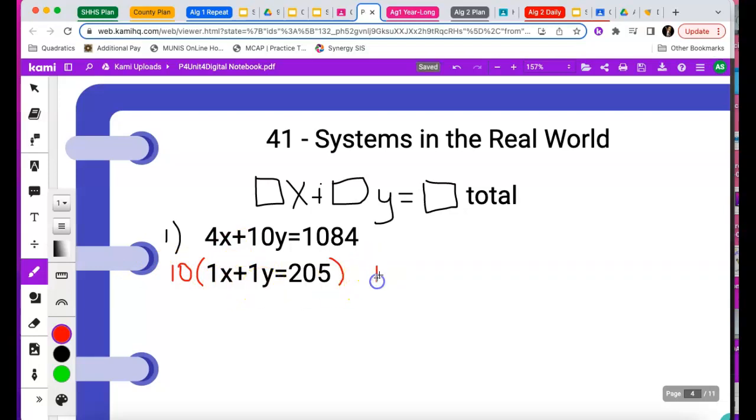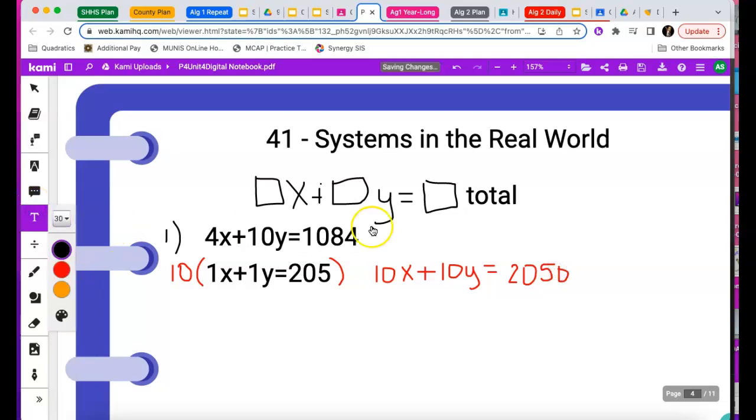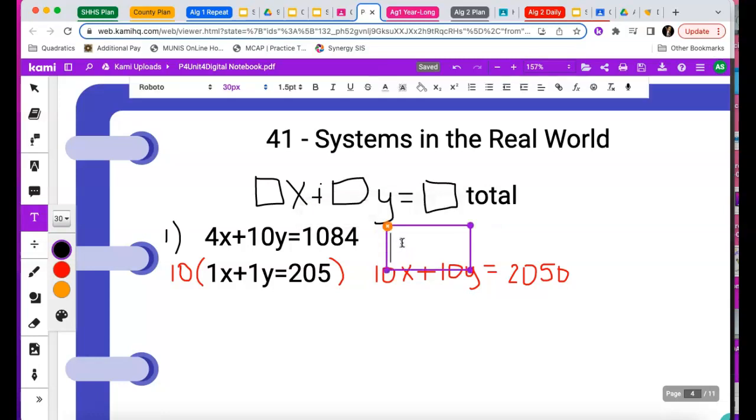So 1 times 10 is 10. So this turns into 10x plus 10y. And then we have to do 205 times 10, which a good mental math thing, it's going to be 205 with an extra 0 at the end. That's how you multiply things by 10. So it's going to be 2,050 is what the total is going to be. Now we're going to keep the first equation exactly the way it was. So this one's still going to be 4x plus 10y is equal to 1,084.